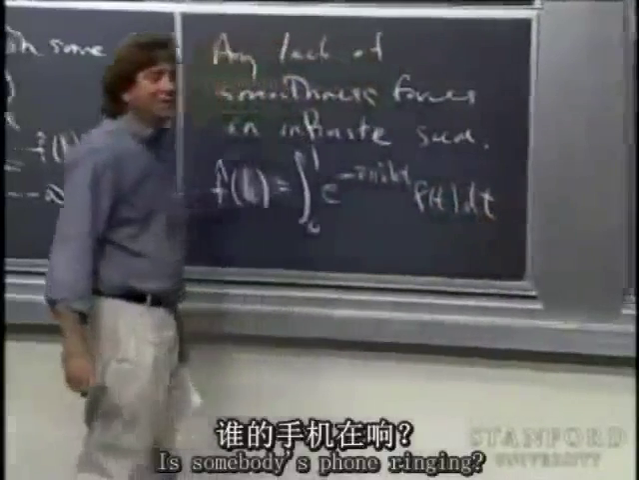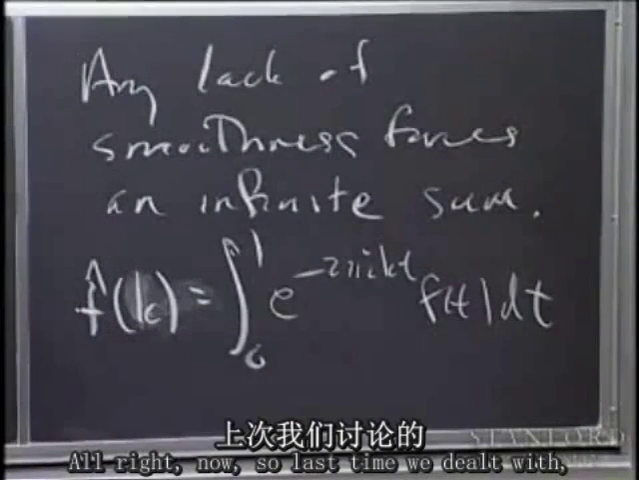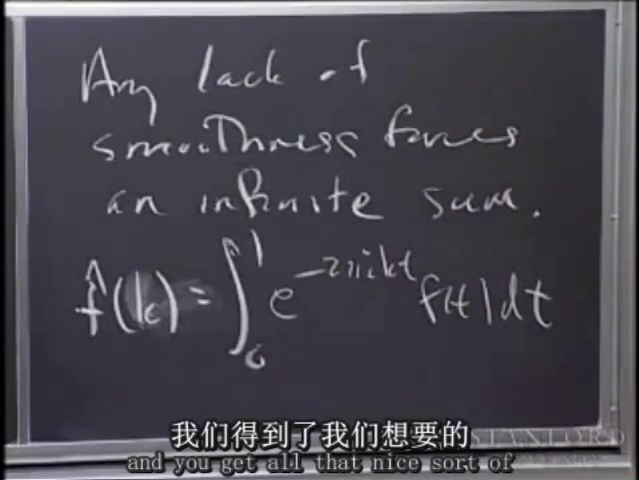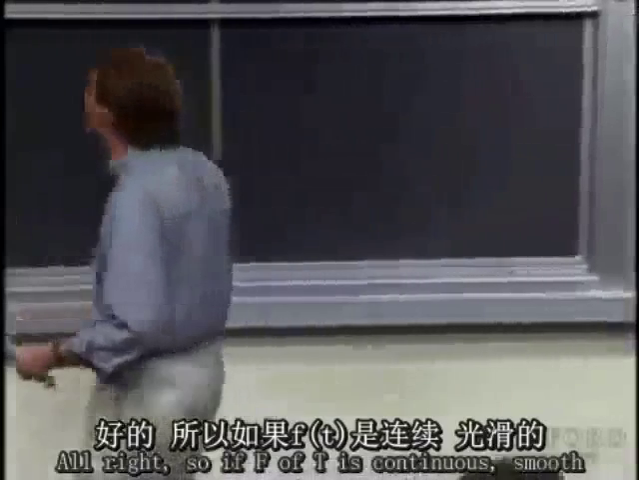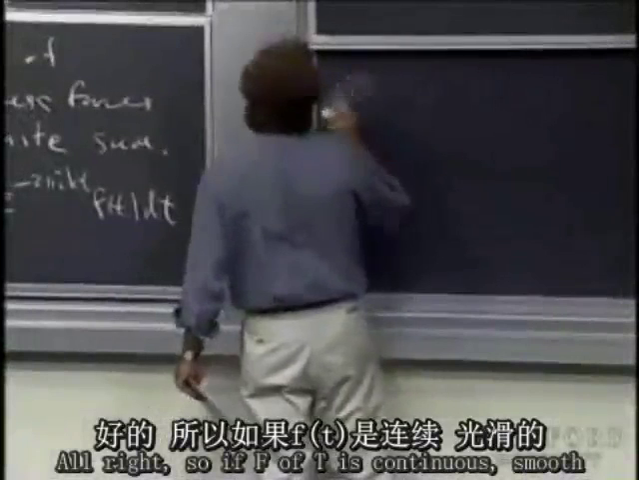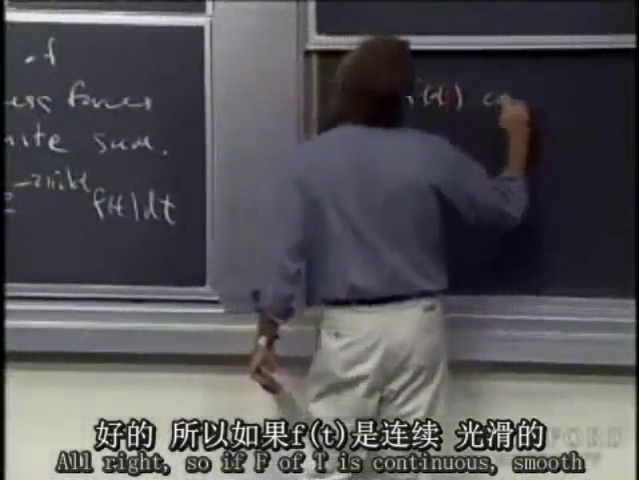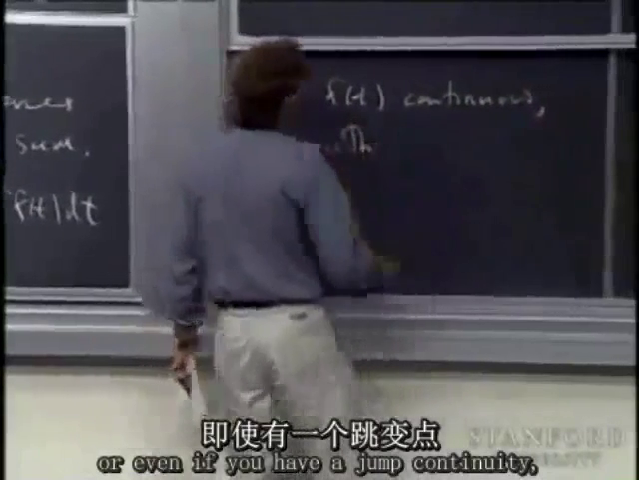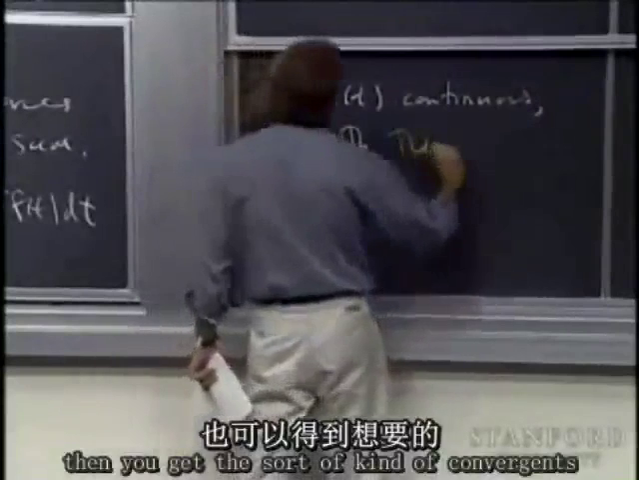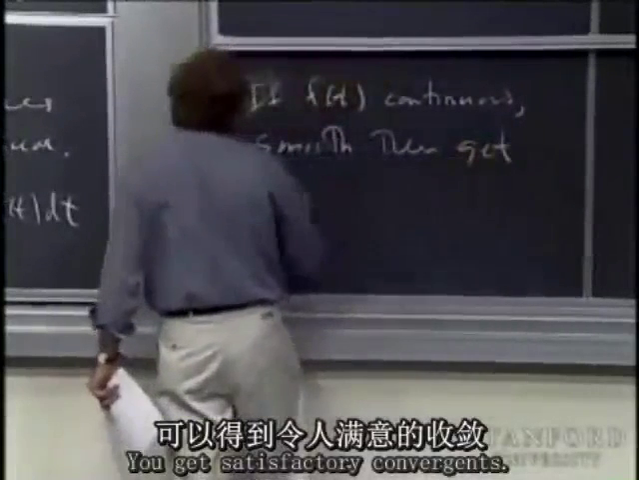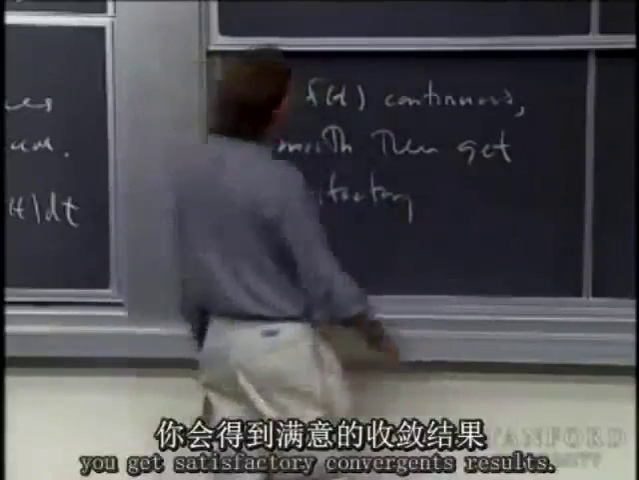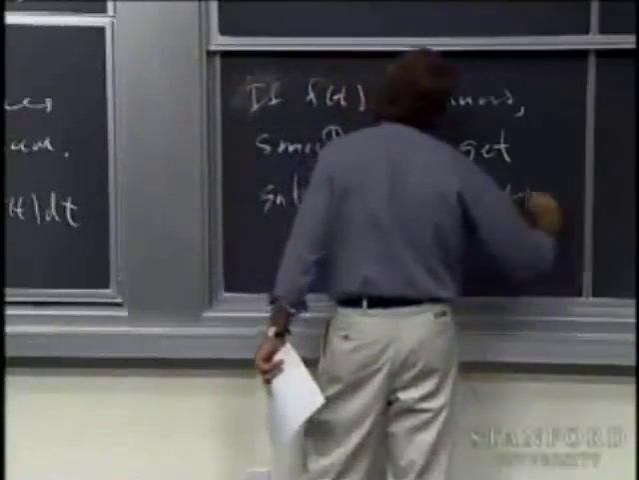Now, last time we dealt with, at least in statement, the cases when the function was smooth, and you get all that nice convergence that you want. So if f of t is continuous, smooth, or even if you have a jump discontinuity, then you get the kind of convergence you want. You get satisfactory convergence. I'll leave it at that because the precise statement we talked about last time, and it's also in the notes.